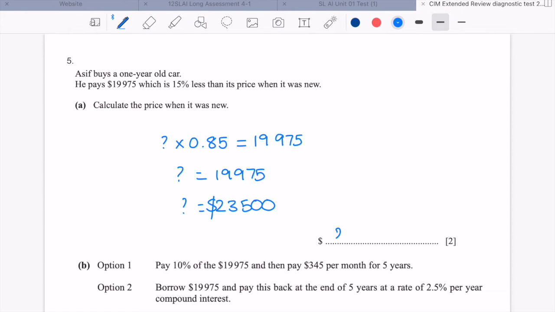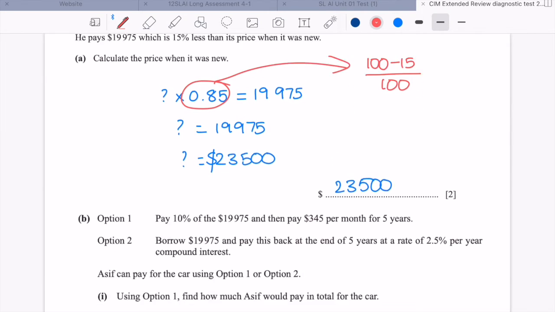And it's dollars, so I need to write it to 2 decimal places if needed. So 23,500. You could also, instead of doing 0.85, you can do that as 100 minus the 15% over 100, and that would give you the same answer as well.